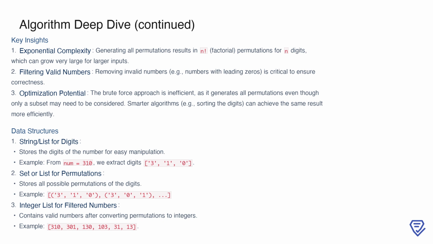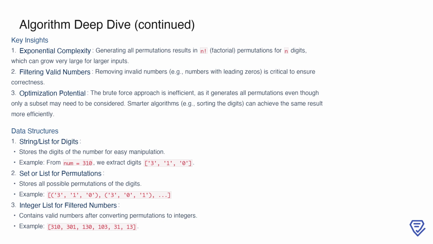Second, filtering out invalid numbers, such as those with leading zeros, is a crucial step to ensure correctness. Finally, while this brute force method is straightforward, it is inefficient because it generates all permutations, even though only a subset may be necessary to find the solution. For instance, sorting the digits directly can lead to a more efficient algorithm.